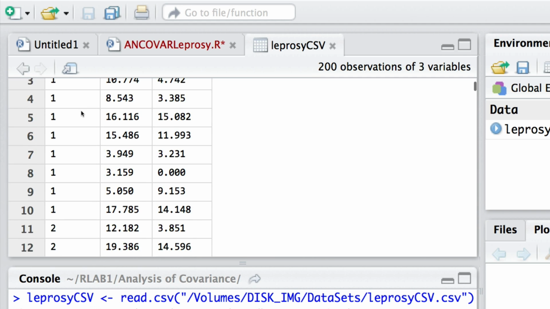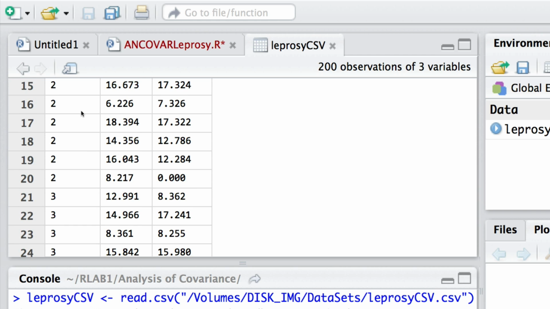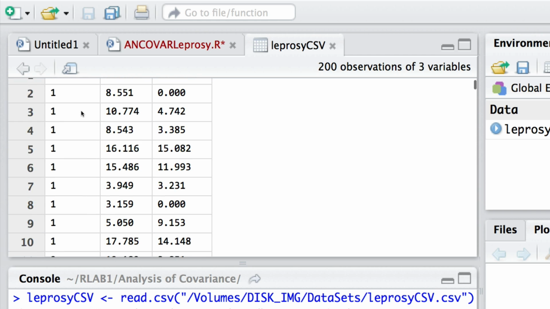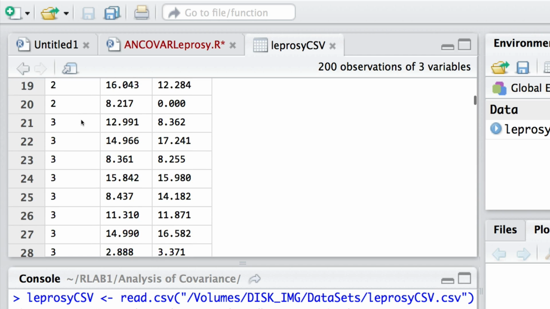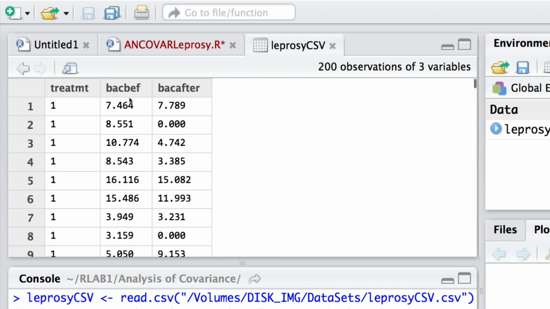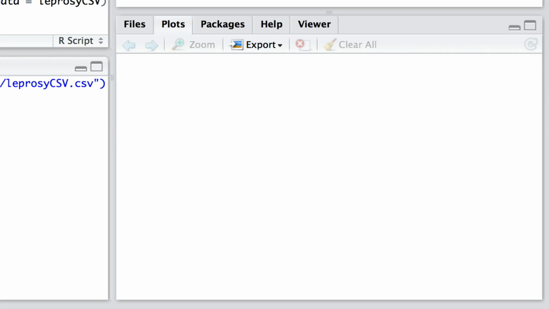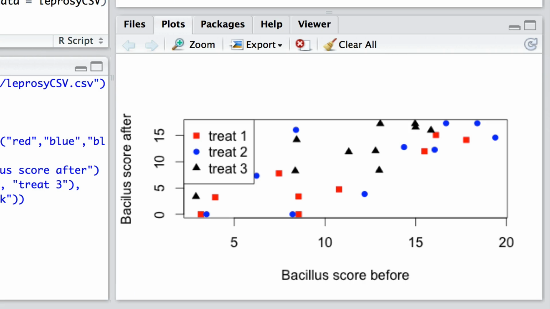So we've got a list of patients with three different types of drug. 10 patients were given one drug, another 10 a second, and 10 a third. And here is their bacillus score before treatment, and here is their bacillus score after treatment. So the first thing to do here is to plot the graph, and here we are running the graph, and here we can see that the bacillus score after does seem to be related to the bacillus score of the patients before treatment, although it's unclear whether the drug has any strong effect.